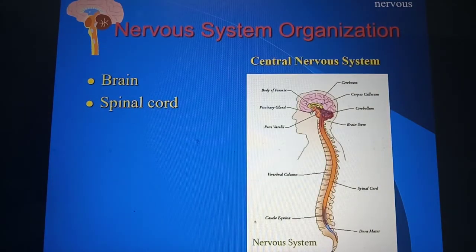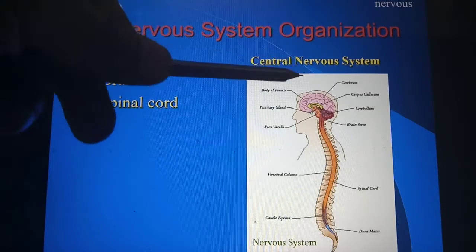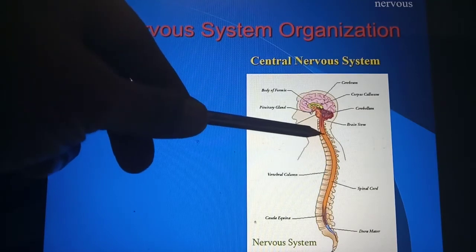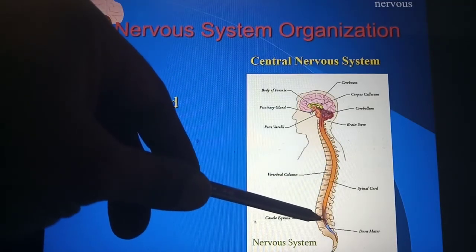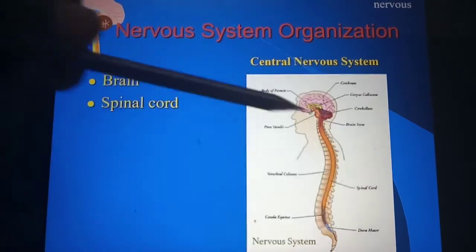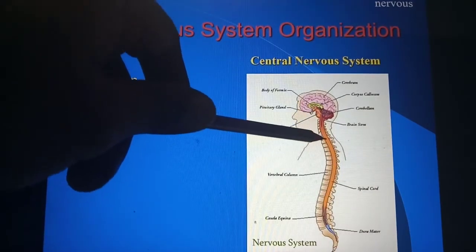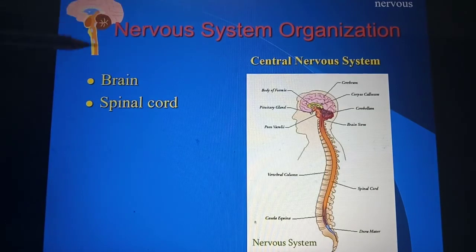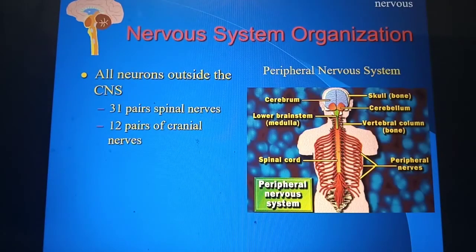See, this is the brain and the spinal cord, which form the central nervous system. The brain is here inside the head, and the spinal cord is the central part, which ends here. And the cauda equina starts from the spinal cord. The orange part, which is the spinal cord, only that forms the central nervous system, and all other neurons outside the CNS, that is the 31 pairs of spinal nerves and the 12 pairs of cranial nerves, they all form the peripheral nervous system.